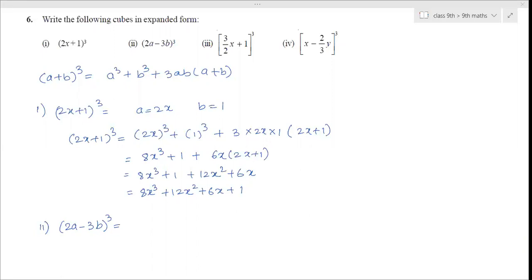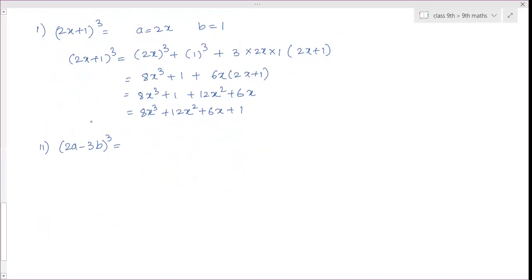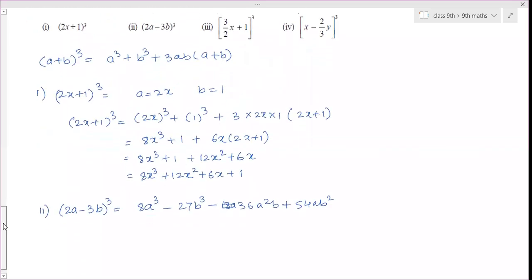Same identity we are using, but not for polynomials, for the numbers. Everyone first check the answers. What is it? 2a minus 3b whole cube, that is 8a cube minus 27b cube minus 3 into 3, 9, 9 into 4 is 36, 36a square b plus 9, 9, 3 is 27, 54ab square. Is it right? The third one, yes, ma'am.